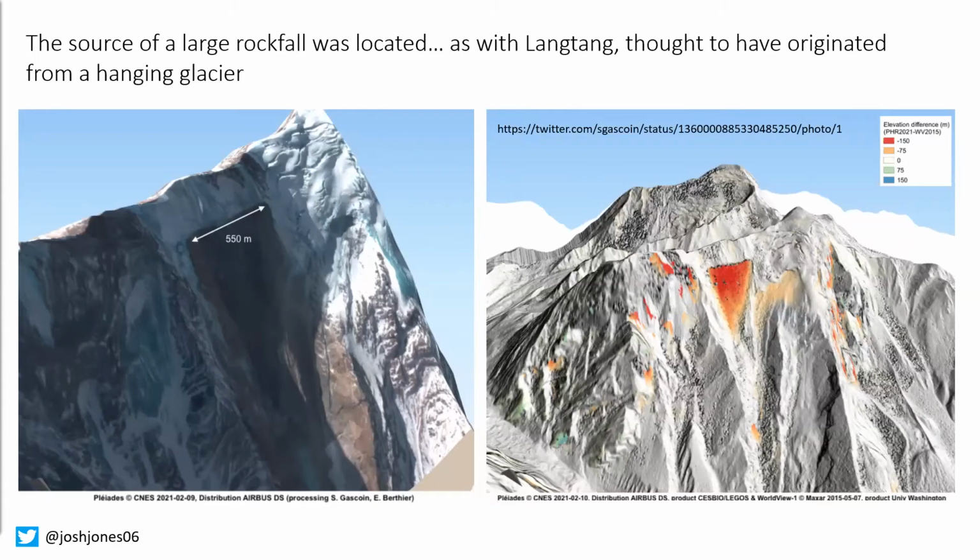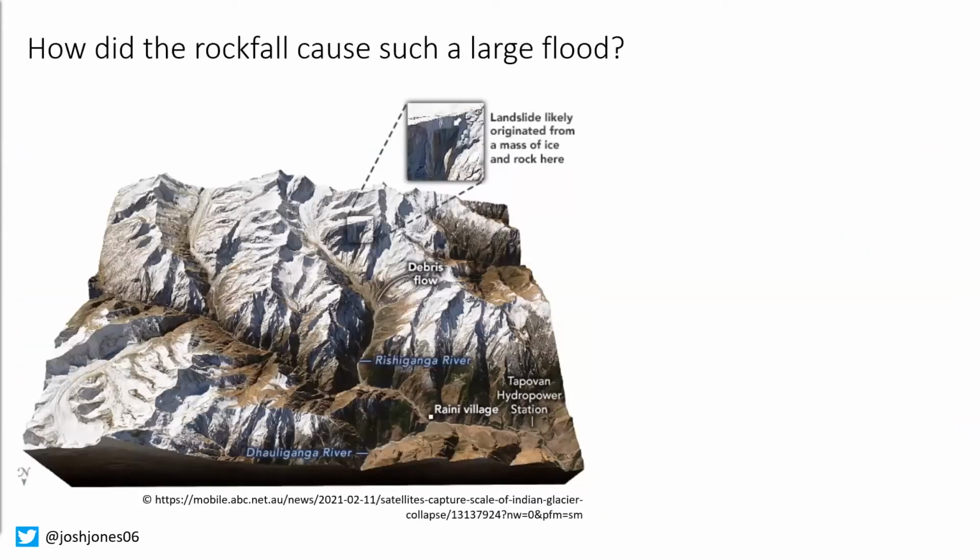Okay, so we've identified that a rockfall occurred upstream of this flood, but that doesn't really answer the question of how a rockfall caused such a massive surge. Well, this is still an ongoing debate. However, the most likely explanation is that there was a hazard cascade. So you remember from earlier slides, I mentioned that landslides are often hazardous because they cause other hazards.